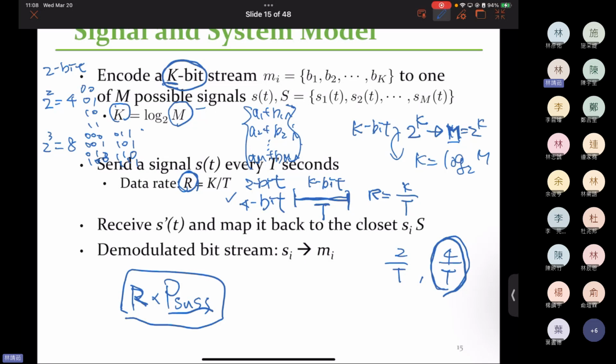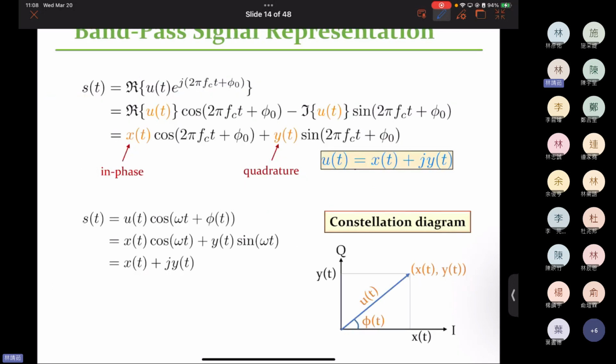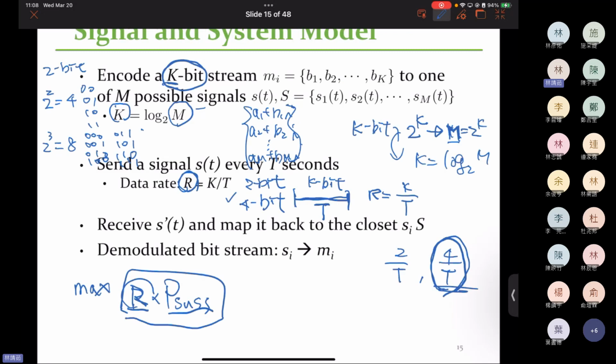So the basic idea is that, of course, we want to maximize the data rate multiplied by the actual success probability. You cannot just say, okay, this algorithm gives me a higher data rate, so of course I will choose it. No, because you still need to see the success probability. Because you want to do demodulation, there is some success probability. So once you design a modulation algorithm, you need to consider what data rate you can have and also what success probability you can have.